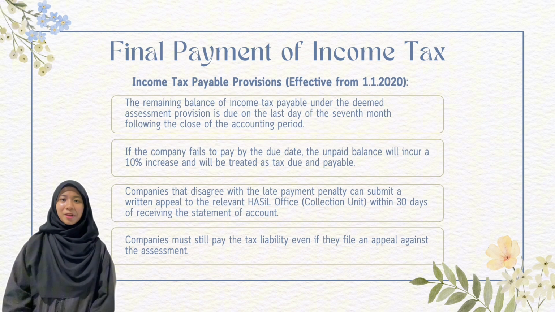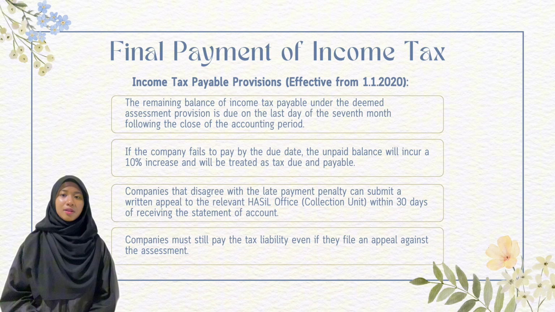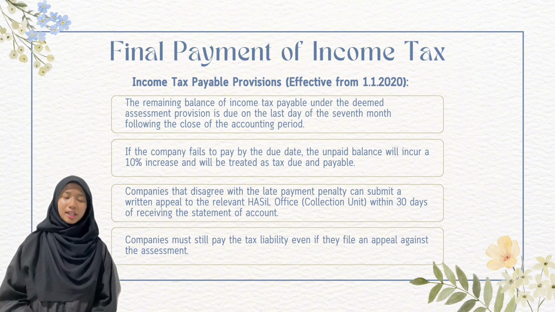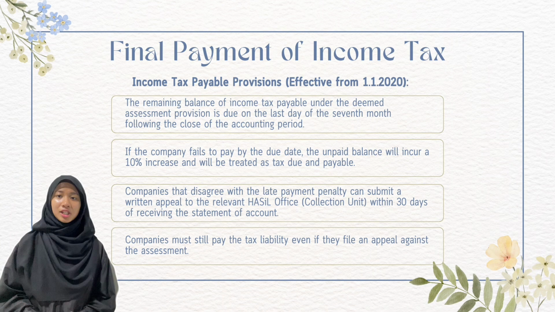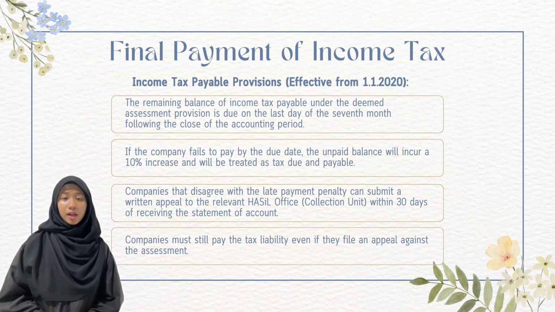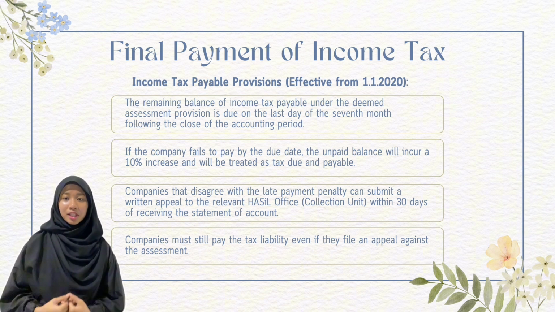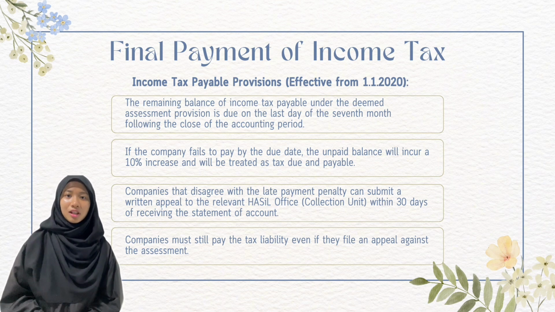Next is final payment of income tax. According to the income tax payable provision, which is effective from 1 January 2020, the remaining balance of income tax payable under the deemed assessment provision is due on the last day of the 7th month following the close of the accounting period. If the company fails to pay by the due date, the unpaid balance will incur a 10% increase and will be treated as a tax due and payable.